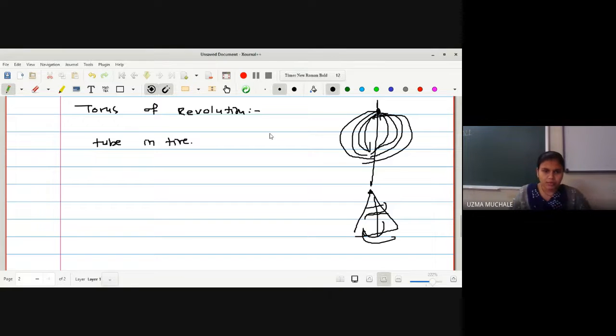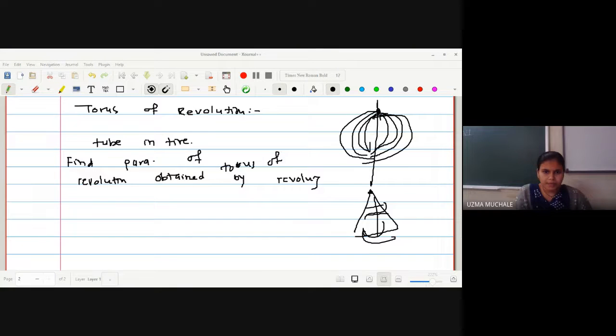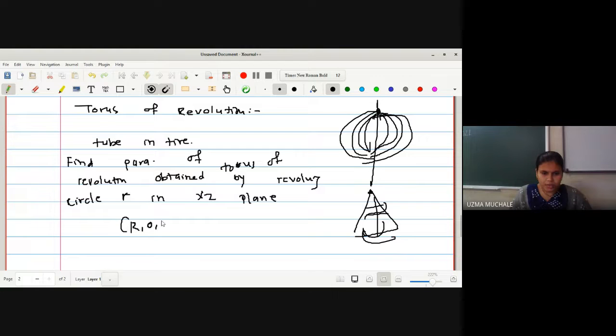Find the parameterization of the torus of revolution obtained by revolving our curve in the xz plane, the circle with radius r, center at (R, 0, 0), about the z axis.